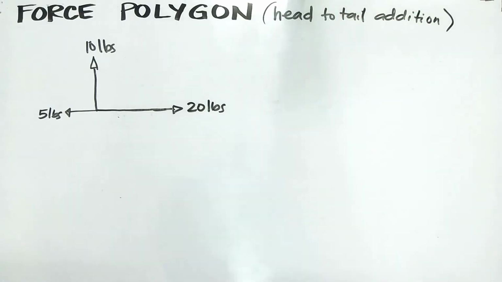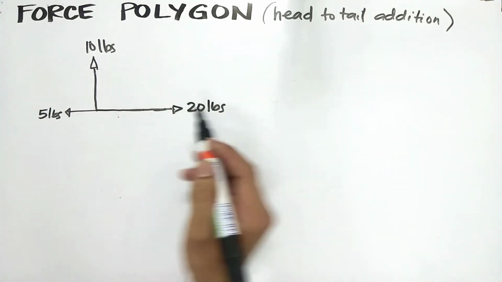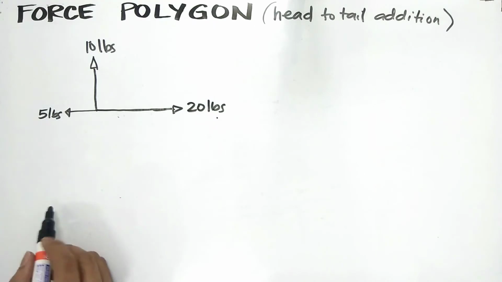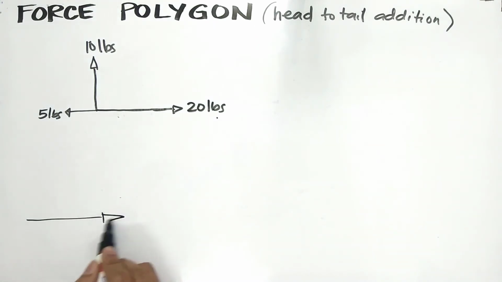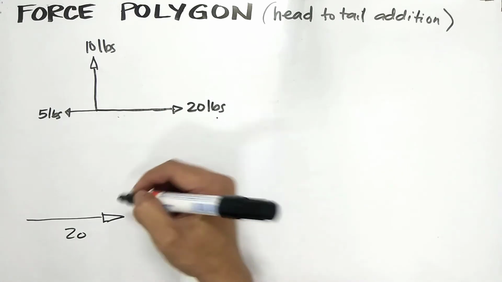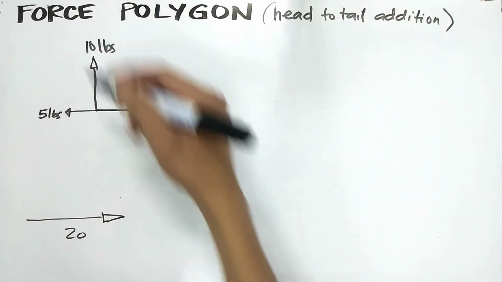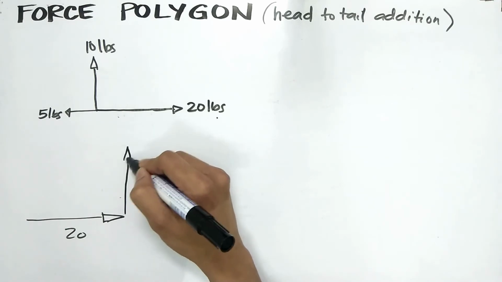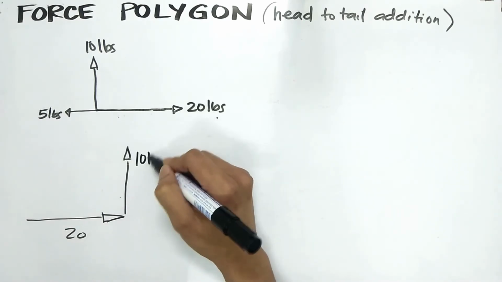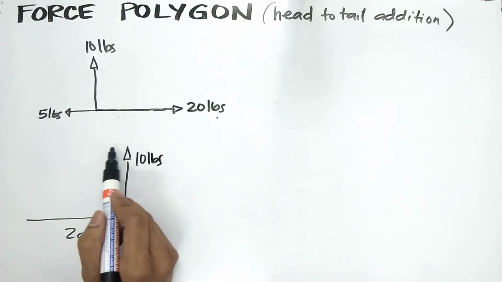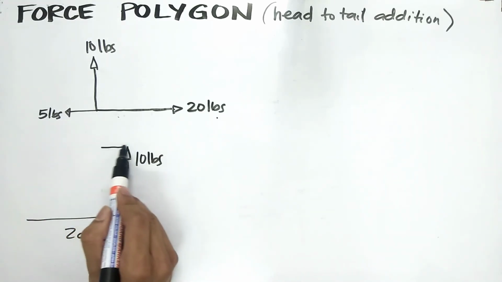It uses the same concept as the triangle law. It is just that the application of force polygon is more convenient since it can be used for force systems involving more than two forces. So for this one, let's try to start with 20 pounds. Head-to-tail addition. This is 20. Let's add 10 pounds. And then your 5 pounds going to the left.